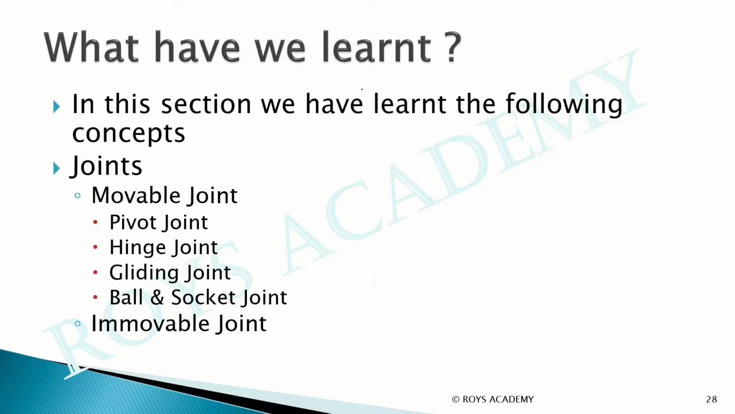What have we learned? We have learned the following concepts. Joints. We discussed movable joints, types of movable joints, that is pivot joint, hinge joint, gliding joint, ball and socket joint, and immovable joint.